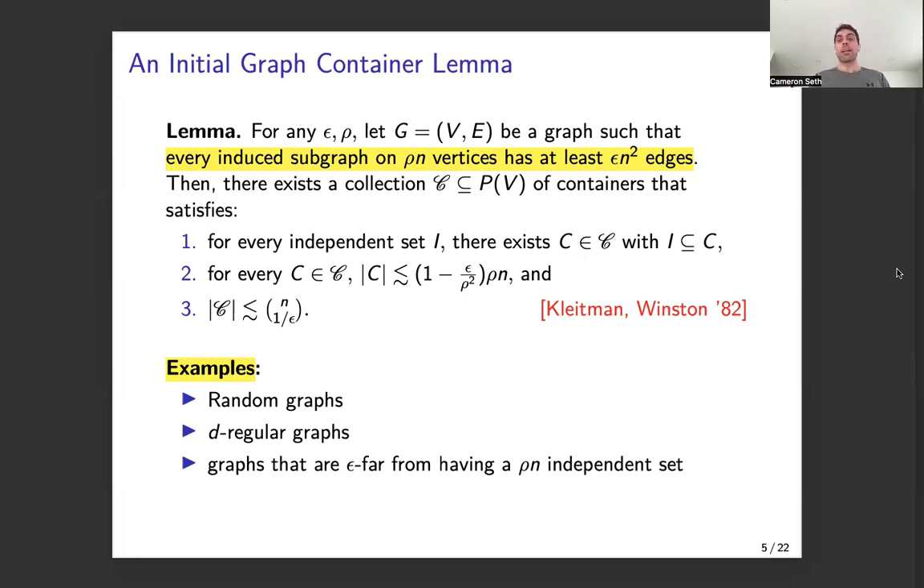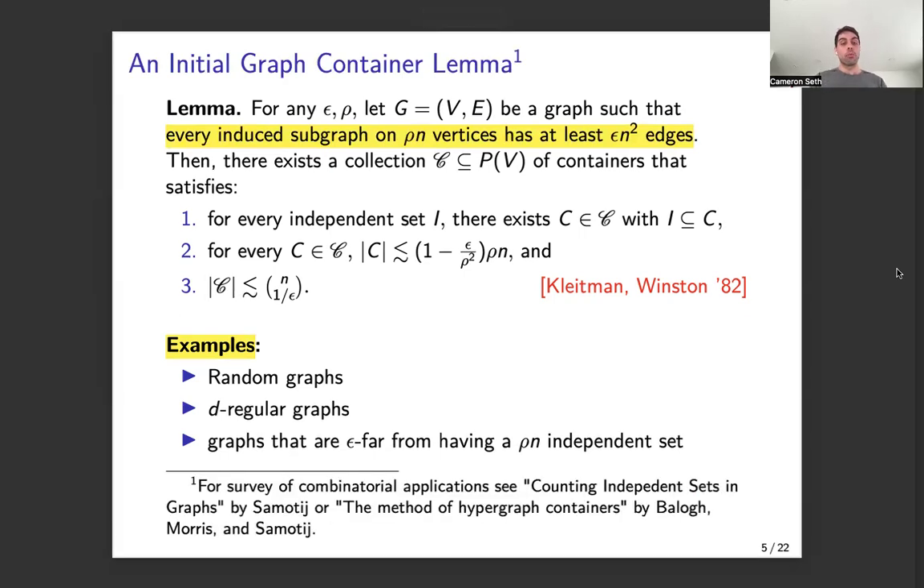These graph container lemmas have tons of applications across combinatorics. The main reason for this is that many problems can be converted into problems about independent sets on graphs. And even many problems that are not on graphs in the first place can be converted to problems about independent sets. If you're interested in this, I'll recommend these 2 surveys, which show a wide range of applications of this. But for the purpose of this talk, I'm not going to go into these applications. Instead, I really want to focus on how we construct this collection of containers.